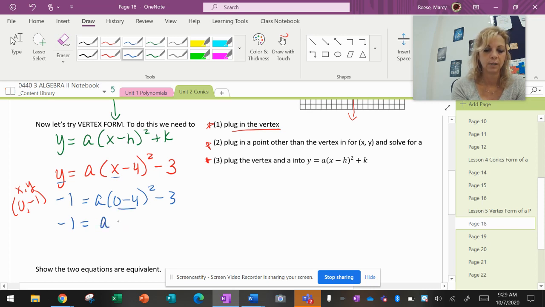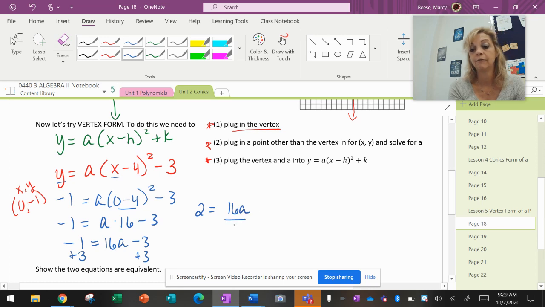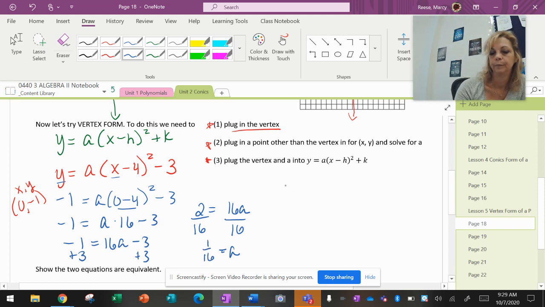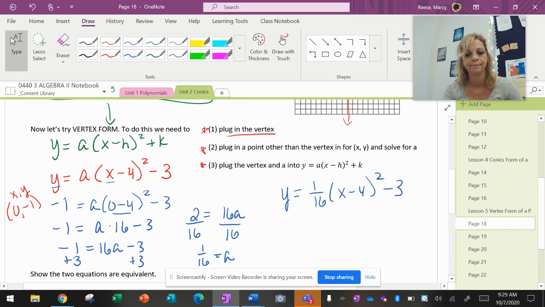So negative 4 squared is 16. And then we're going to convert that, like we're going to move that around. Do the commutative property. Because a times 16 is 16a. Add 3. That's going to be 2 is equal to 16a. And then divide by 16. A is 1/16. So now I go back, and there is my equation.